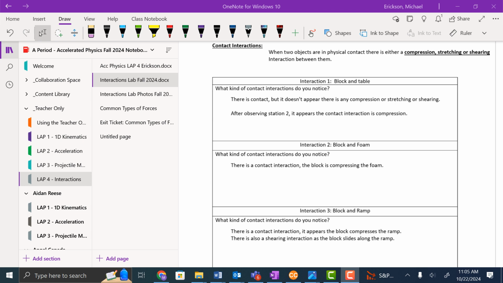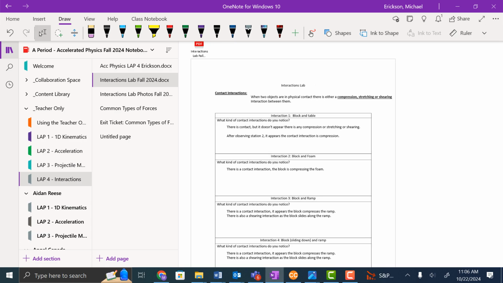All right, we're almost done for the day. What I want us to finish on is the system schemas and force diagrams we're going to make for these interactions. So I'm back on the interactions lab, and I just want us to go to the right of these objects, and we're going to make what I call a system schema.